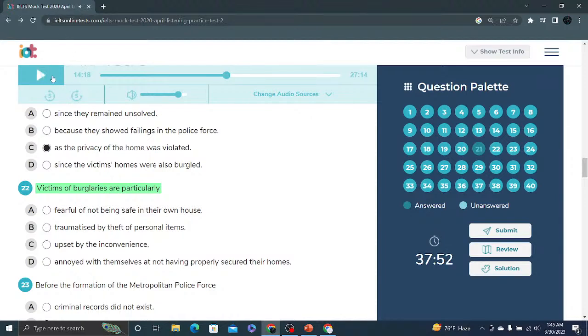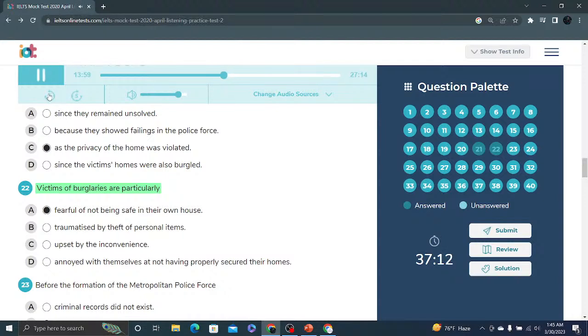But public... Okay, I hope you got it. As she was saying, it's often not the loss of valuables or possessions or even the inconvenience that upsets the victim most, but the fact that their conviction of being safe in their own home has been severely compromised. Okay, so fearful of not being safe in their own house. I think it will be the answer. Okay, let's listen once again.